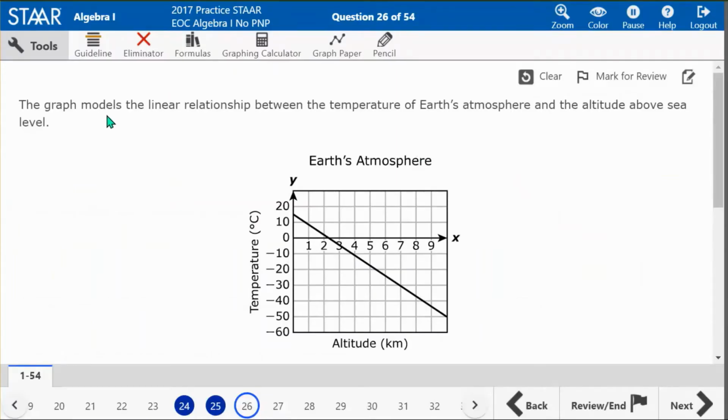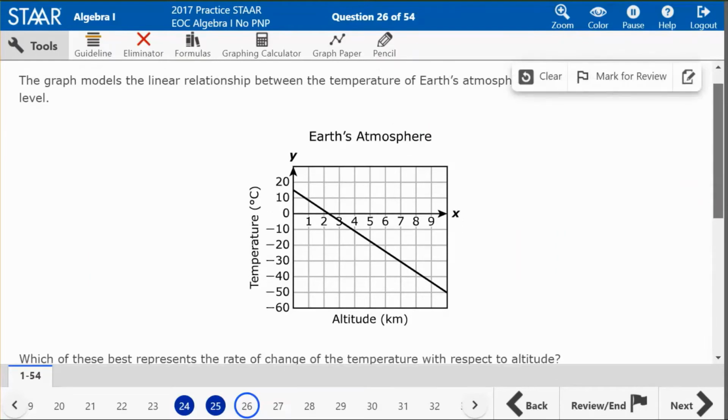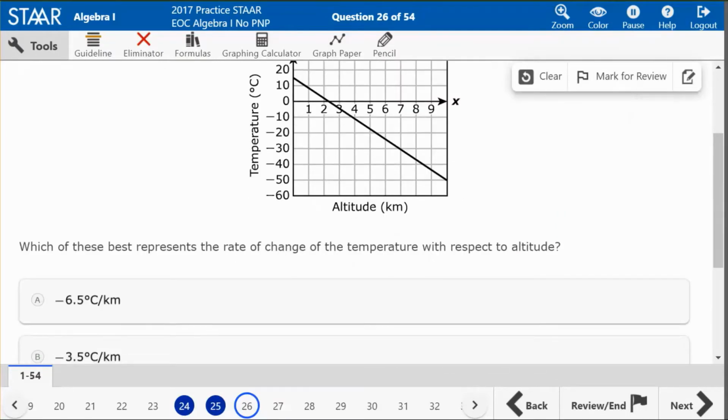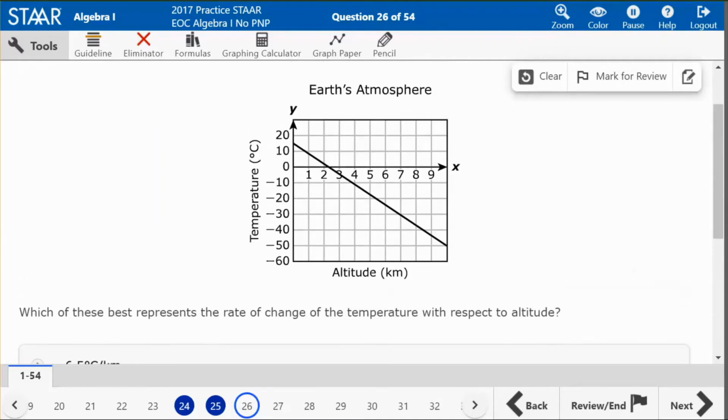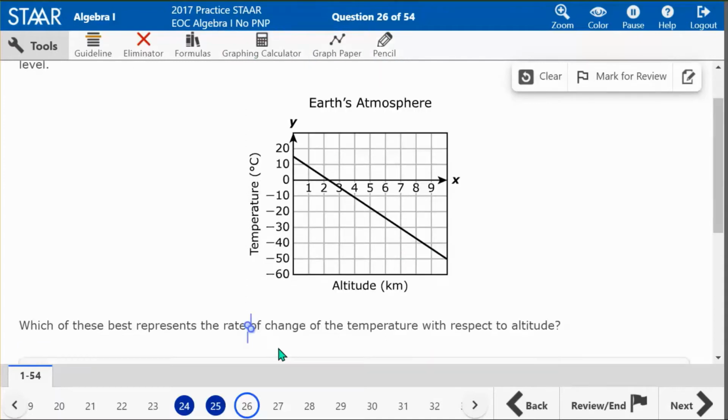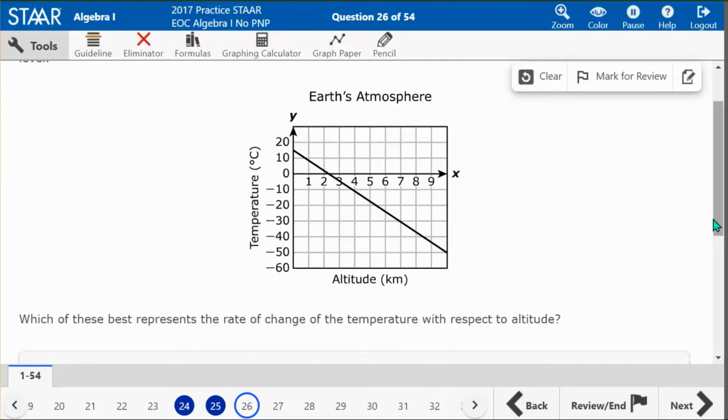The graph models the linear relationship between the temperature of Earth's atmosphere and the altitude above sea level. Which of these best represents the rate of change of the temperature with respect to altitude? So how you'd solve for this is that you find 2 points on the graph, because you have to solve for slope, okay? Rate of change is basically slope. It's just a fancy word for slope, okay?